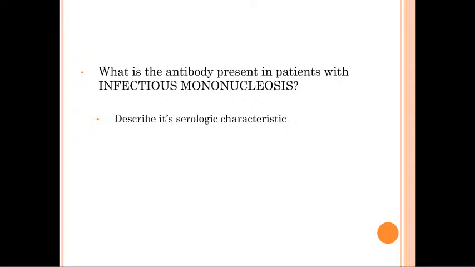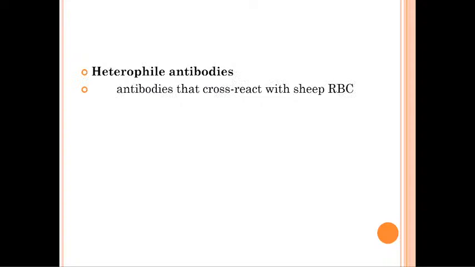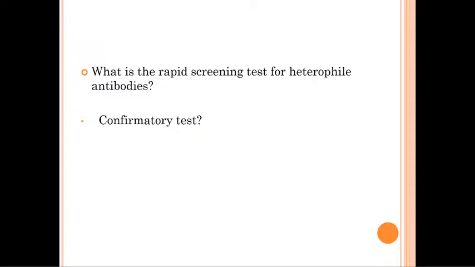Now, what is the antibody present in patients with infectious mononucleosis? Please don't forget that they will have heterophilic antibodies or heterophile antibodies. Its characteristic is that it is capable of cross-reacting with sheep RBC. Okay? What is the rapid screening test for heterophile antibodies? This is known as monospot test. The confirmatory test is, of course, Davidson differential, which we will not discuss here in our discussions here. Okay?